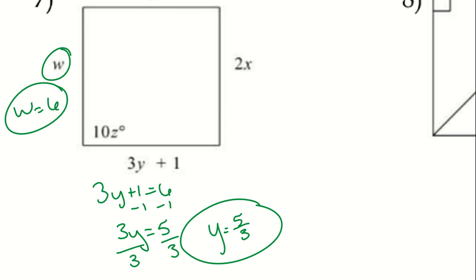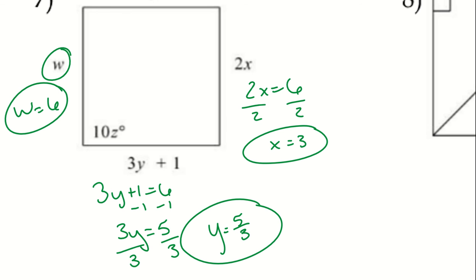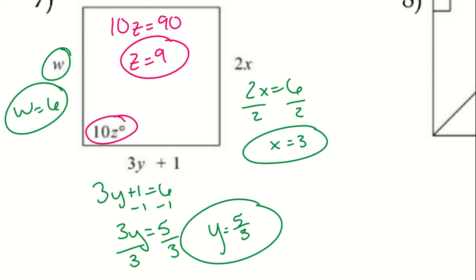All right, let's go ahead and take a look at 2x. And so 2x equals 6. Once again, we have to do a little bit of extra work to figure out what x equals, but not too much extra work. All right, and then with our angles, remember our angles add up to 90 degrees. So I can do 10z equals 90 to give me z equals 9.